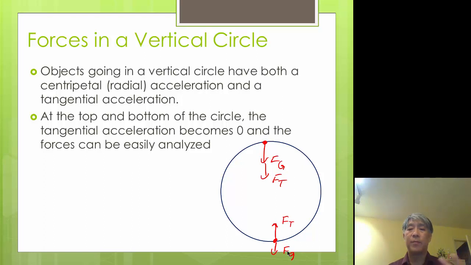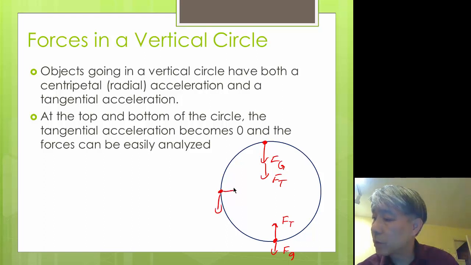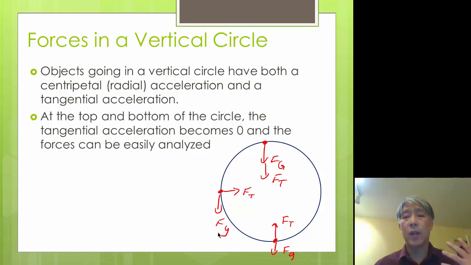Okay, so my vertical forces are the only forces I have at the top and the bottom of the circle. When I'm somewhere along the side, my forces are not so linear. In fact, they're not. So I can't do my analysis using v squared over r because I have those two different forces at play. That's why I'm limited pretty much to just the top and the bottom.